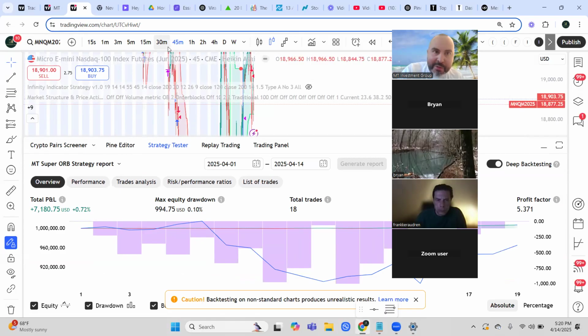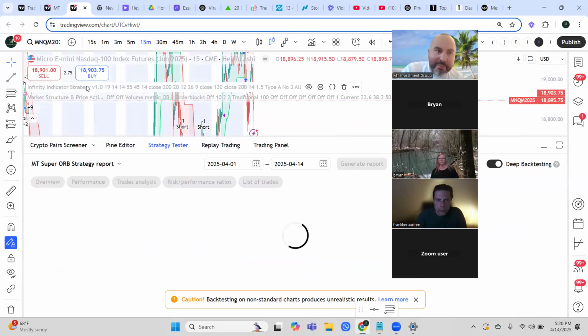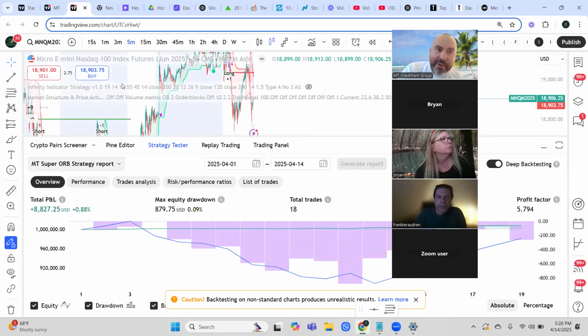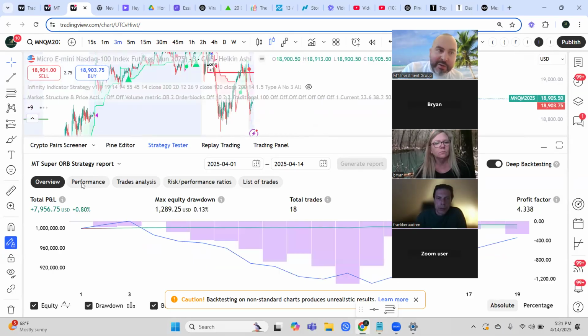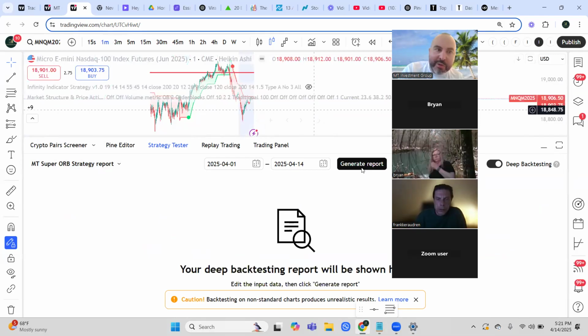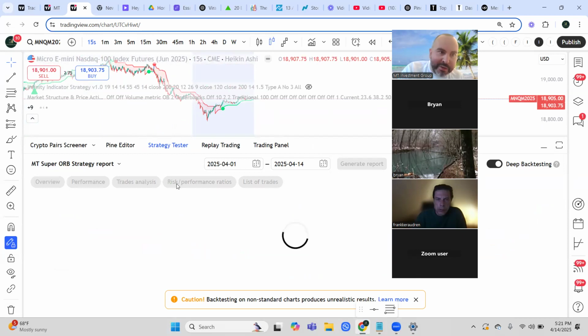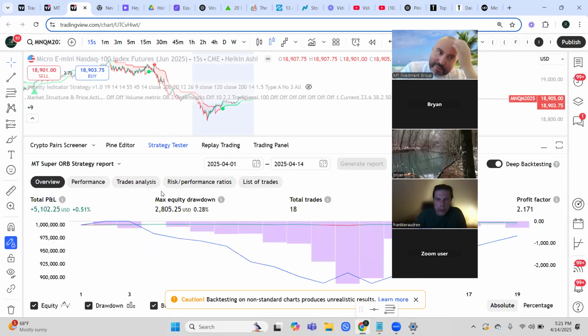P&L of 7,000 for the month so far. I'll show you the differences real quick. 15-minute chart, you have 9,000. That was less on the last one. 5-minute chart, 8,000. 3-minute chart, 7,000. 1-minute chart, 6,000. What's the 15 say? 5,000. So you can see with the auto trading, the way I have it set up, because it's not done yet, it likes the higher time frames better.